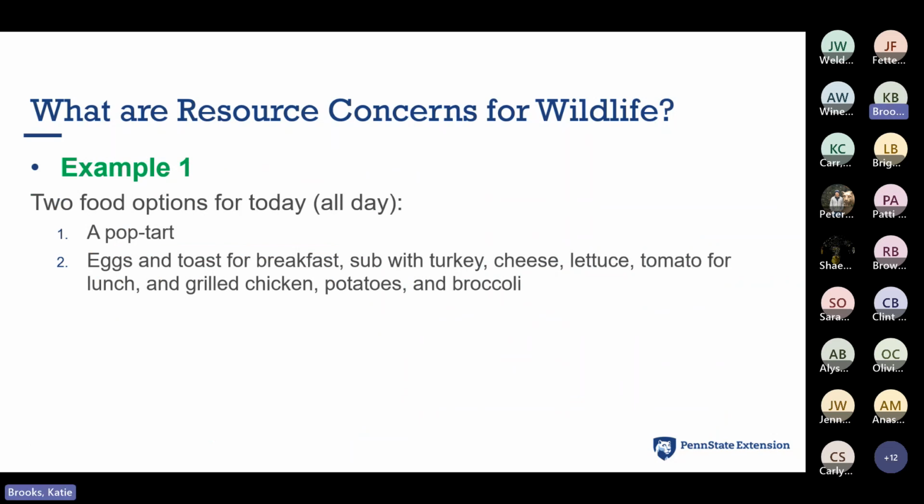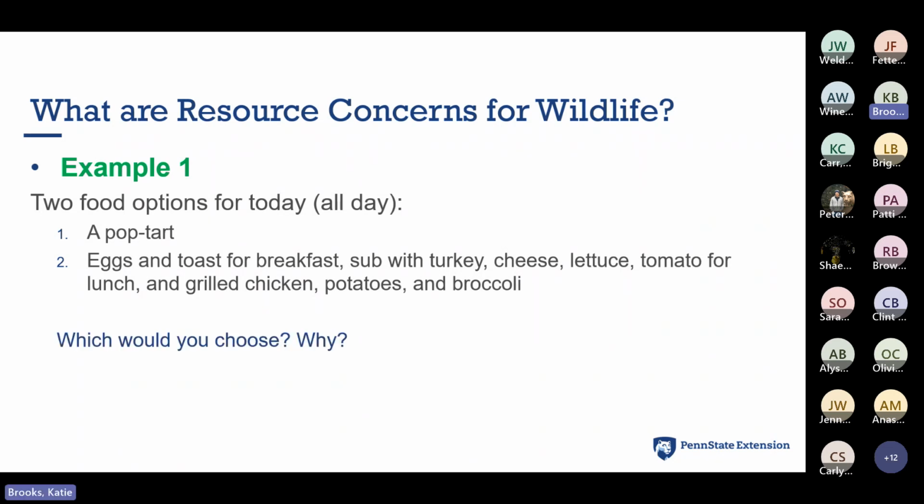So an example to kind of start thinking about this, especially what I talked about with diversity, I think lunch is coming up next. And so what would you choose for food for all day? So you get a Pop-Tart for all day, or eggs and toast for breakfast, and then a sub with turkey, all kinds of toppings, and then grilled chicken, potatoes, and broccoli for dinner.